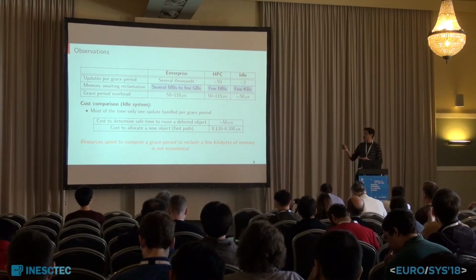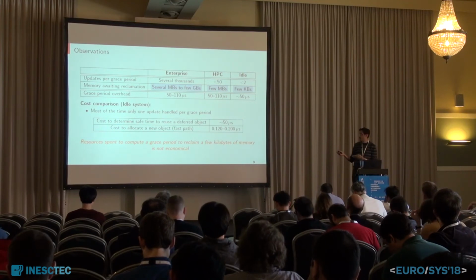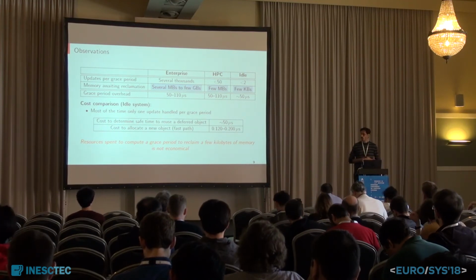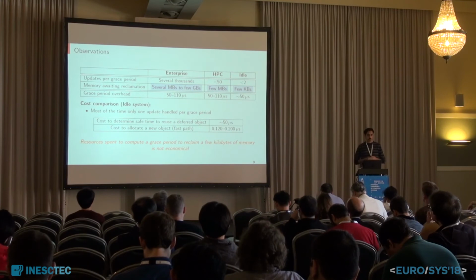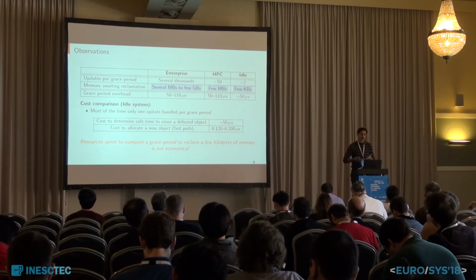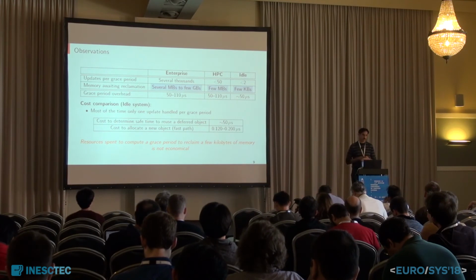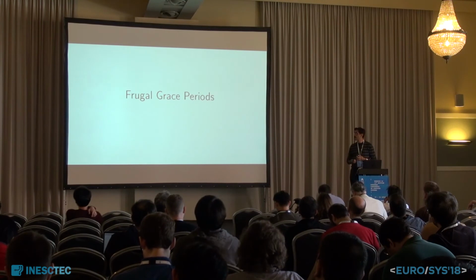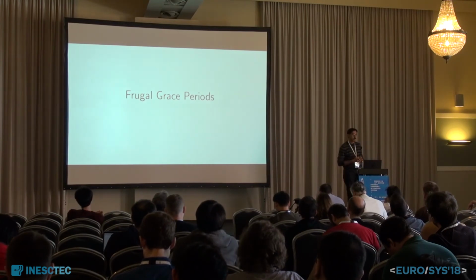But the cost of allocating a new object itself is around 120 to 200 nanoseconds. So what we feel is it's really not economical to burn so many CPU cycles to determine whether a particular object, which is of just 32 bytes or maybe 512 bytes, is reusable or not. Hence, we propose frugal grace periods, an economical grace period computation.